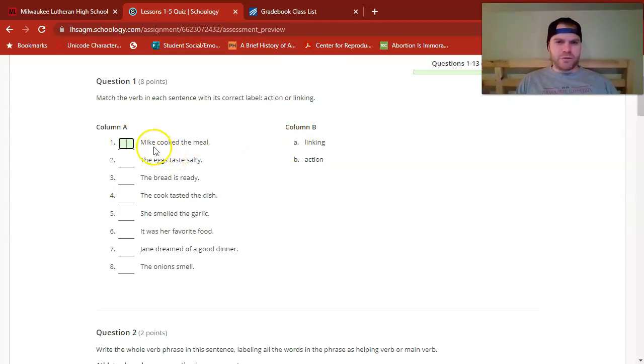So for instance, for Mike cooked the meal, cooked is an action verb. I'll select B for action. Those might be switched on you as well. I don't know if they randomize which one is linking and which one's action, so be careful on your own quiz. You have to do the same thing for each sentence for question 1.